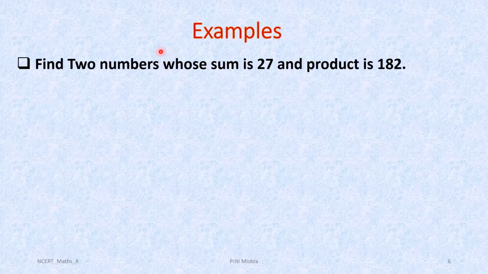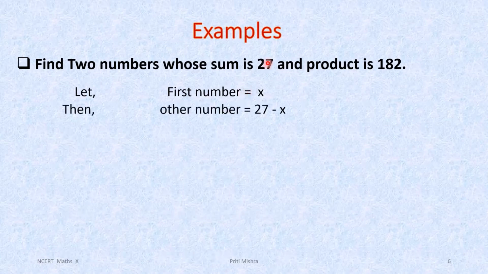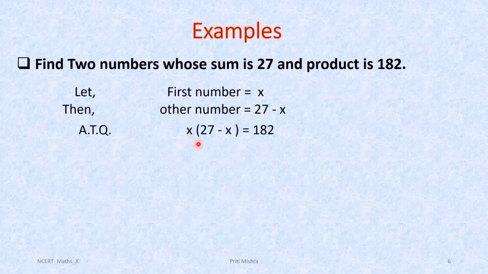Let's have another example. The question is, find two numbers whose sum is 27 and product is 182. Here we suppose the first number be x, then the other number will be 27 minus x, because they are saying the sum of two numbers is 27. The question also says the product of these two numbers is 182. So according to the question, we can write x into 27 minus x is equal to 182.